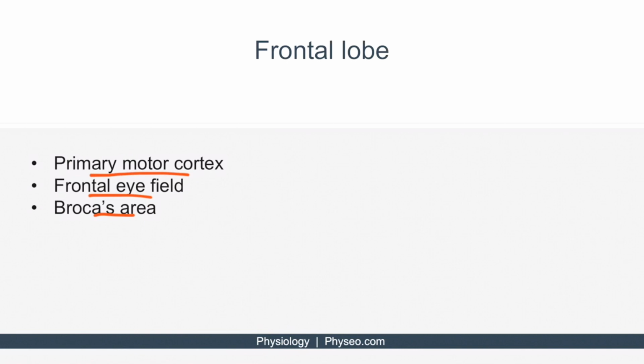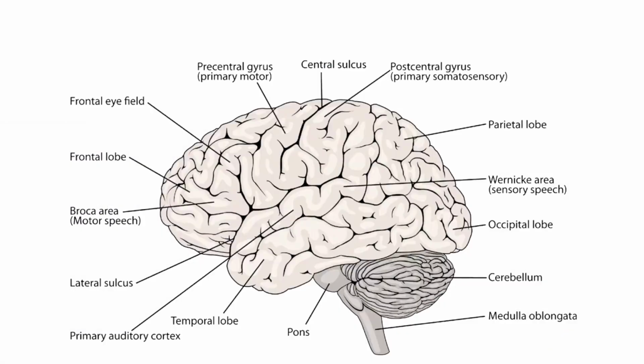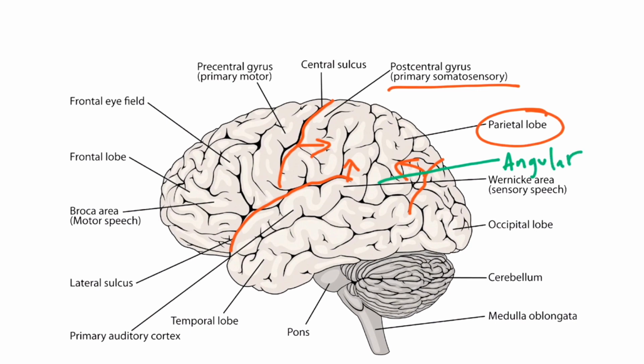Okay, let's move on to the parietal lobe. Again, the parietal lobe is right here. It's posterior to the central sulcus, superior to the lateral sulcus, and anterior to the parieto-occipital sulcus. There are 2 important gyri in the parietal lobe that you need to be familiar with for Step 1. These include the postcentral gyrus and the angular gyrus, which isn't labeled in this image, but it's about right here.